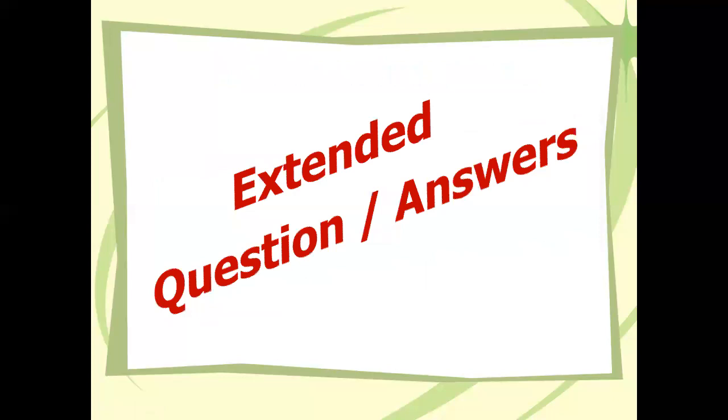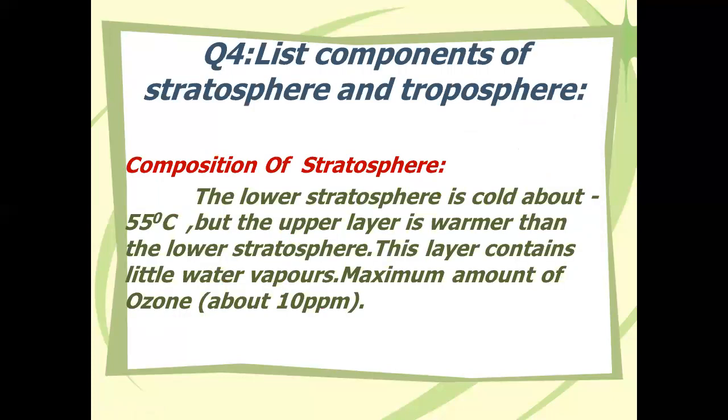Coming towards the long question answers, question number 4, list components of stratosphere and troposphere. Like what components are present in the stratosphere, that is the second layer of atmosphere, and troposphere, the first layer of atmosphere. So, composition of the second layer of atmosphere, that is stratosphere. As I told you, in the upper layer of stratosphere, ozone is present, 10 parts per million.